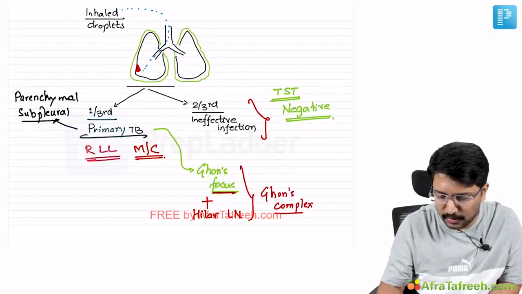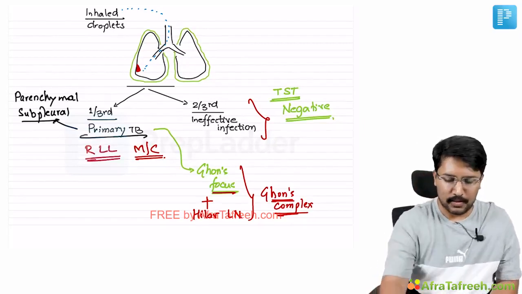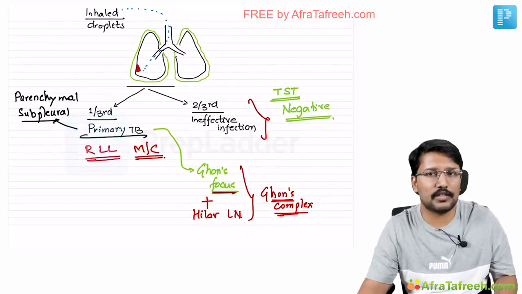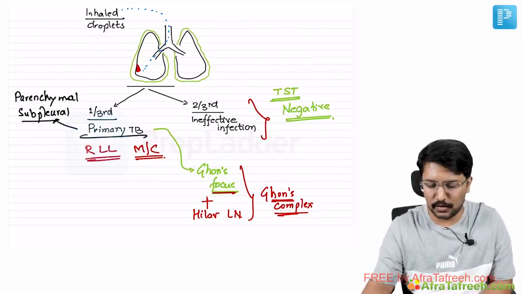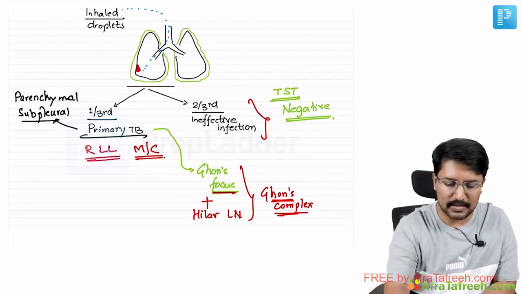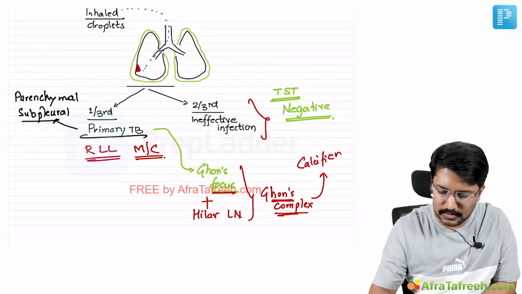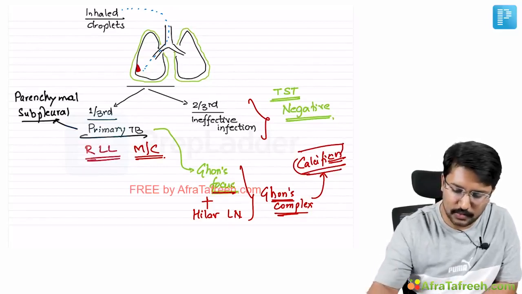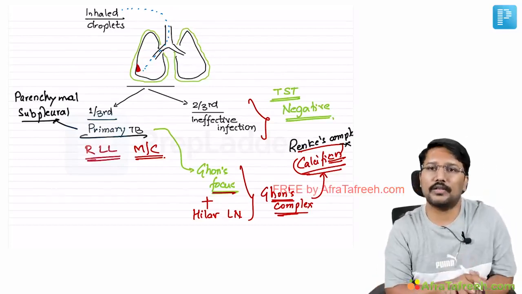So Ghon's focus and Ghon's complex are part of our primary tuberculosis, right? They're part of primary TB. Now, if the cell-mediated immunity is effective, as I've already told you, there will be a healing response. Healing occurs by destruction of this mycobacteria. Eventually, there is fibrosis and calcification. So once this Ghon's focus or Ghon's complex becomes calcified, right, it heals by calcification. Once it is healed by calcification, this focus is called Ranke's complex. What do we call it? We call it Ranke's complex. So Ranke's complex is also a primary complex, which is nothing but a calcified and fibrosed Ghon's complex.